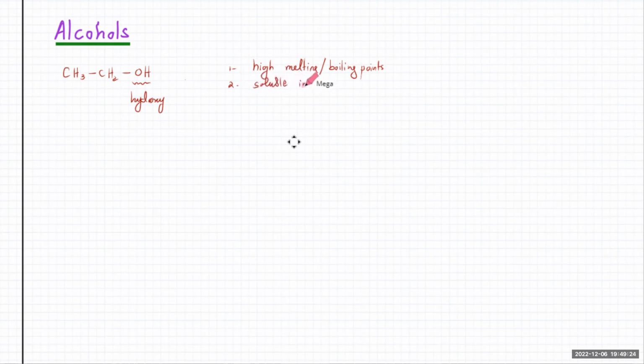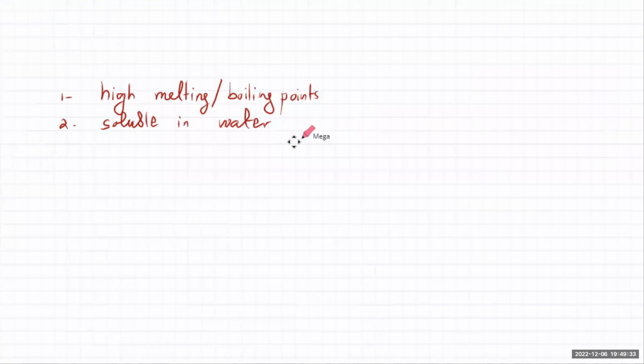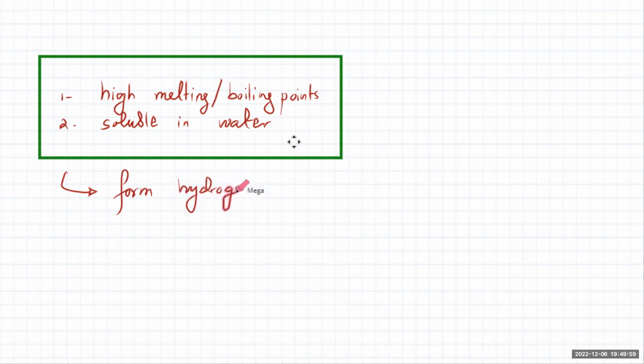So it's going to be soluble in water as well. So एक तो हो गया high melting and boiling points, and then it's going to be very soluble in water. So the reason for both of these things is hydrogen bonds. They can form hydrogen bonds, which are very strong forces of attraction. And you might be asked to draw one.